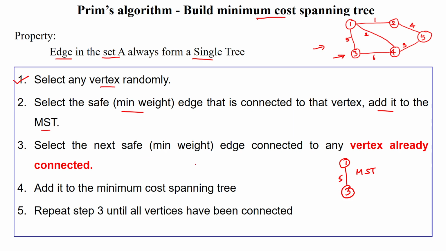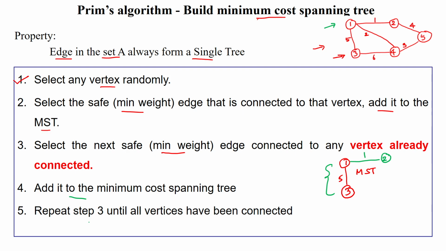Then select the next safe edge, that means the next minimum weight edge to any vertex that is already connected. So now we have two vertices which are already connected in the minimum spanning tree. From these two vertices, whichever vertex has the minimum weight edge we can select. Suppose you select 1, then from 1 we can select the minimum weight edge, that is 1. So now we have selected the edge between 1 and 2, and the weight of that edge is 1. Now we have added that edge into the minimum cost spanning tree.